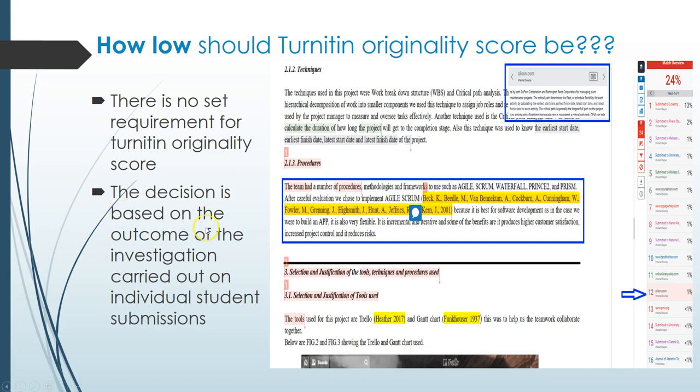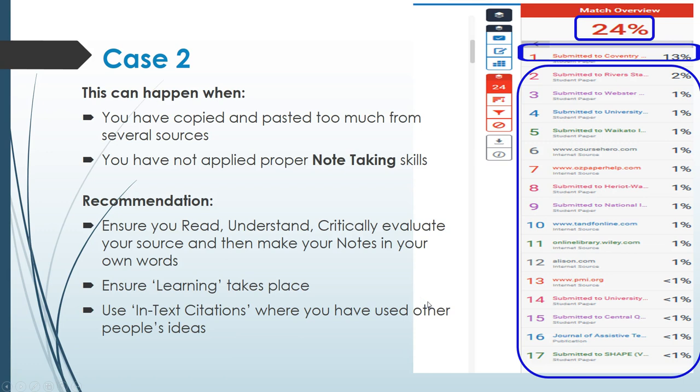So at the end of the day, the decision is based on the outcome of the investigation carried out on each individual student submission, like I've tried to explain. I hope that is quite clear. But if you have any questions, please ensure you write your comments and I'll respond to you.